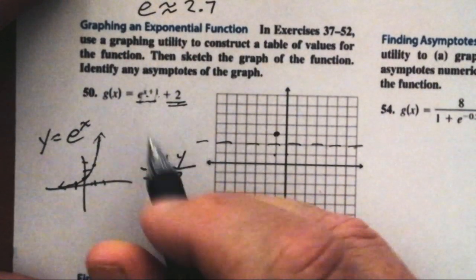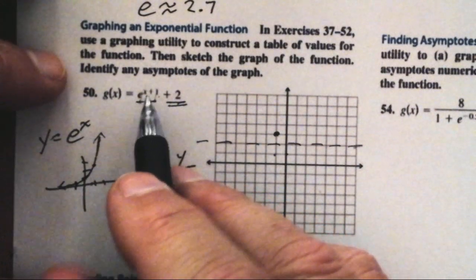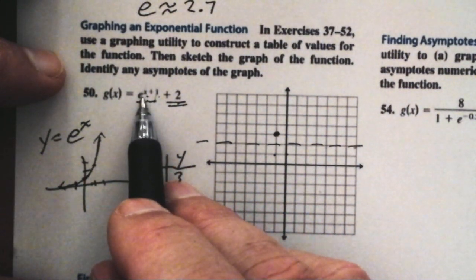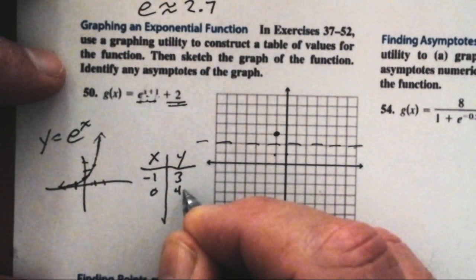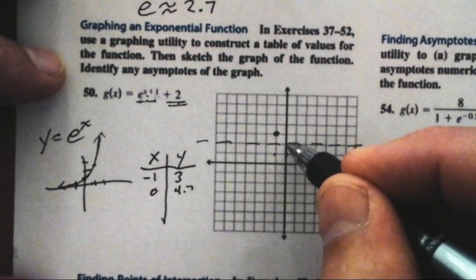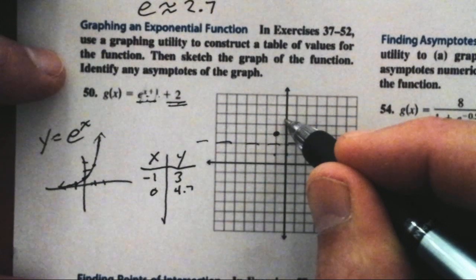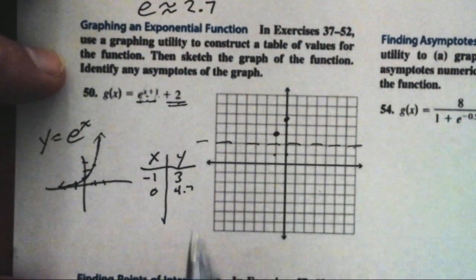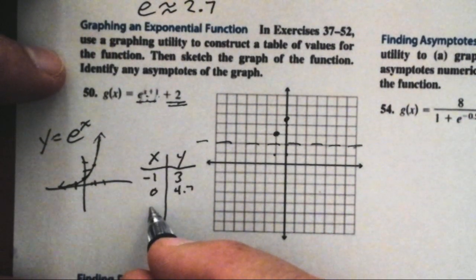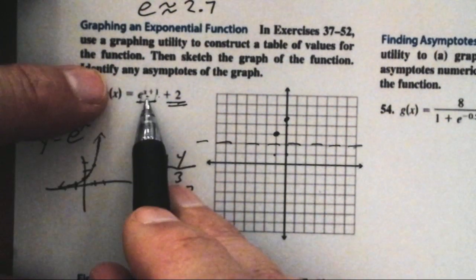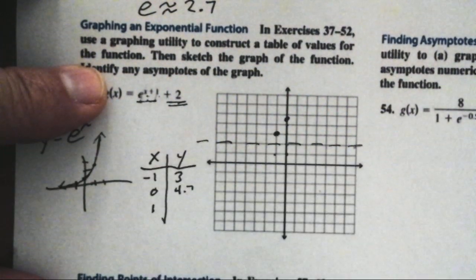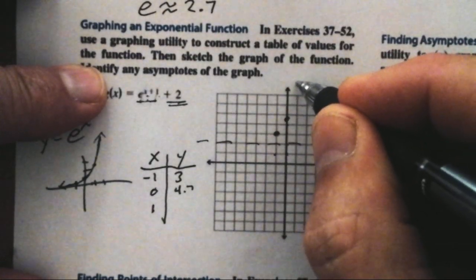And now when I put in 0, I get e to the first, which is about 2.7, plus the 2, we'd be at about 4.7. So up 1, 2, 3, 4.7. And when I put in +1, I would be e to the second, 2.7 plus 2. I'd be off the chart by then.